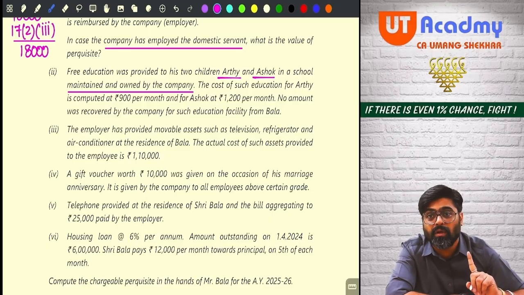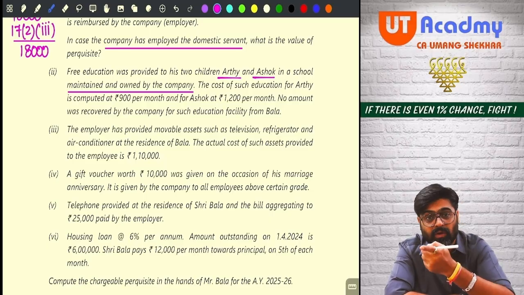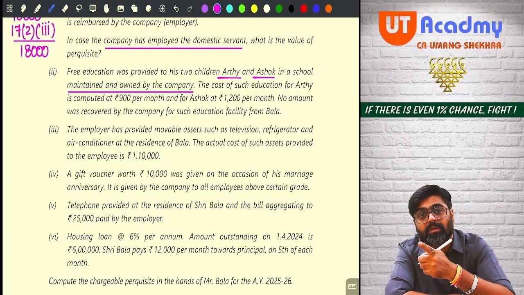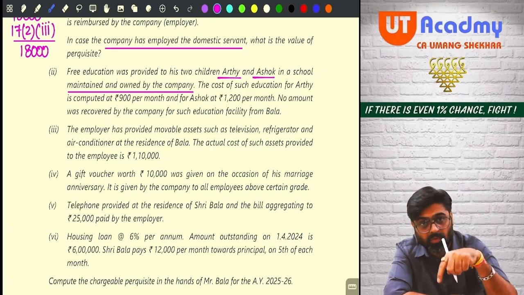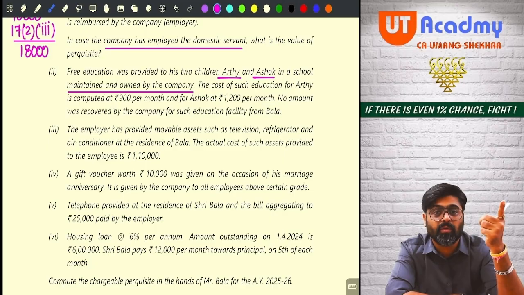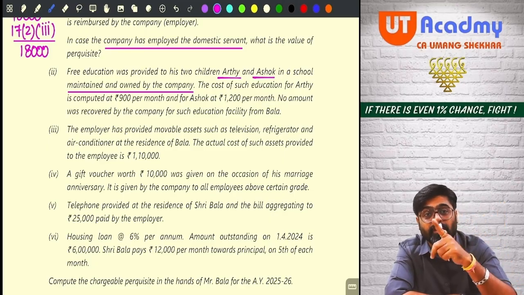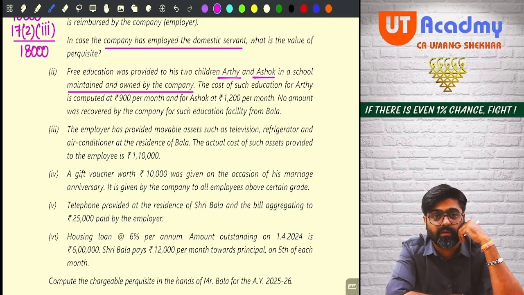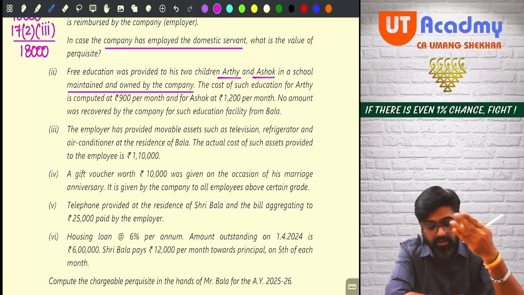Yes or no? But if that reasonable cost of education for one child happens to be 1,000 per month or less, then it will be exempt. But if it is more than 1,000, then two possibilities: the entire amount can be taxed, or the amount in excess of 1,000 can be taxed. Did I tell you this? That same point is here.